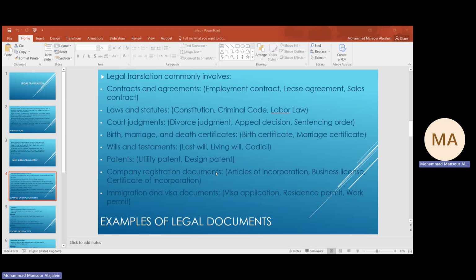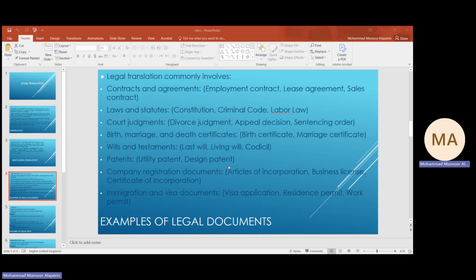So also we have civil status documents like birth certificates, marriage certificates, death certificates, wills and testaments. This type of document determines how property is distributed after death. So a single translation mistake could affect inheritance rights.